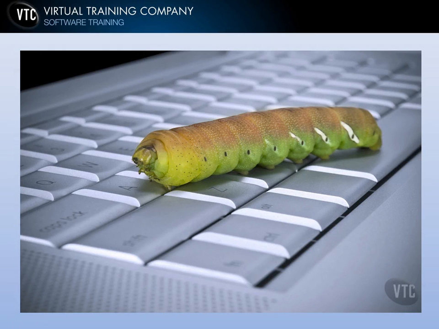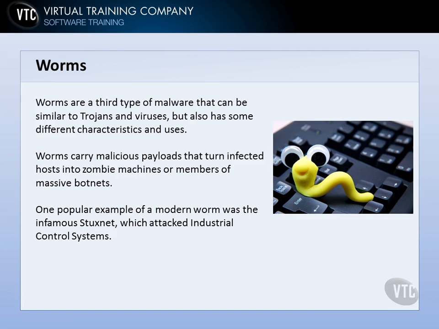The next type of malware we're going to discuss is the worm. Now, come on, you didn't really think you were going to get out of a discussion on worms without seeing a cheesy picture of a worm on a keyboard. Worms are the third type of malware that we'll discuss, and they can be very similar to Trojans and viruses, but they have some unique characteristics.